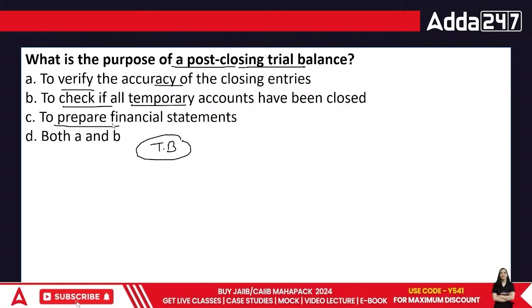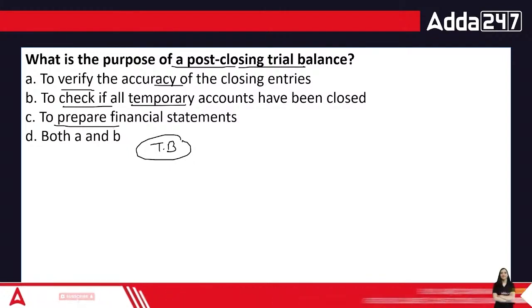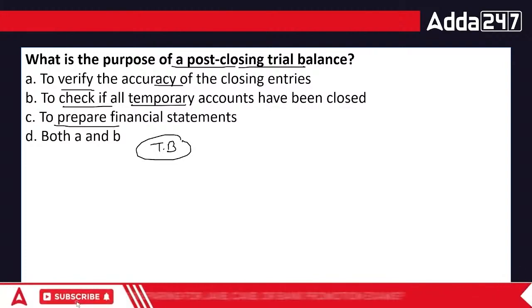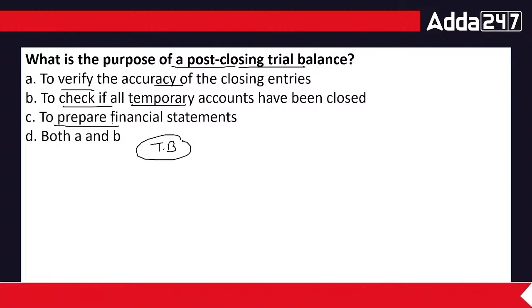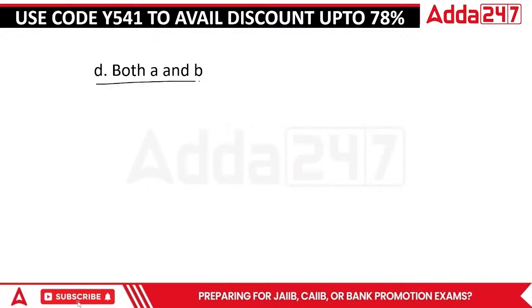See, post-closing is when you are done with it. So technically, you're just verifying your previous entries, and checking if all the temporary accounts, whatever you had opened, have been closed down now, because ultimately debit should be equal to credit. So in this case, the correct answer should be both A and B.